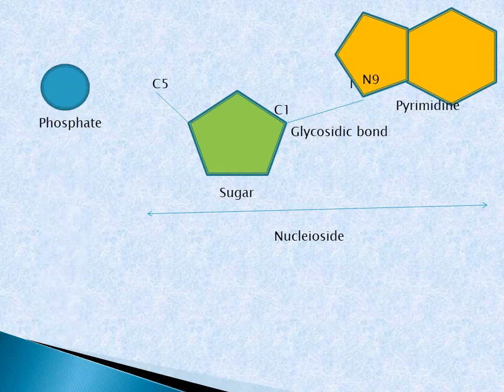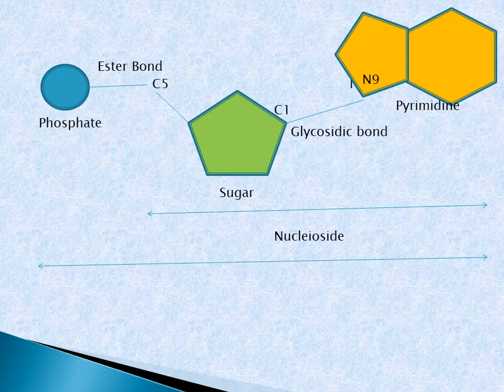After that, C5 of sugar forms a bond with phosphate group, and this bond is called the ester bond. In this way, all the three components combine with each other and the whole structure is called the nucleotide.